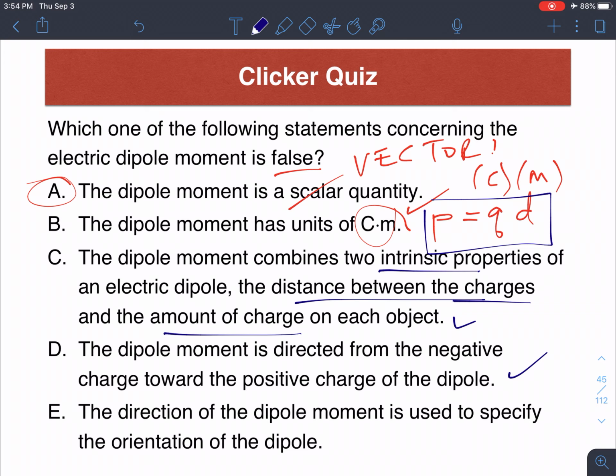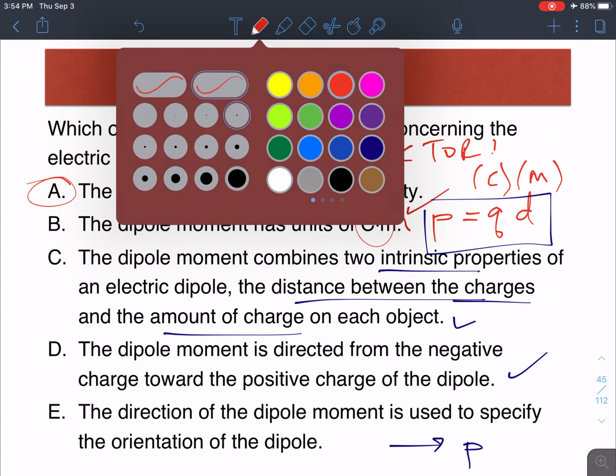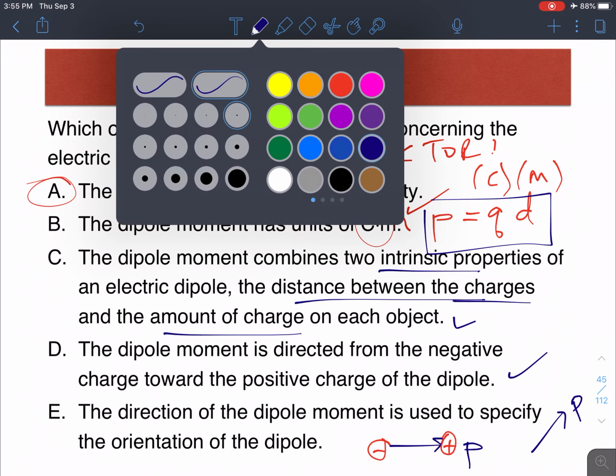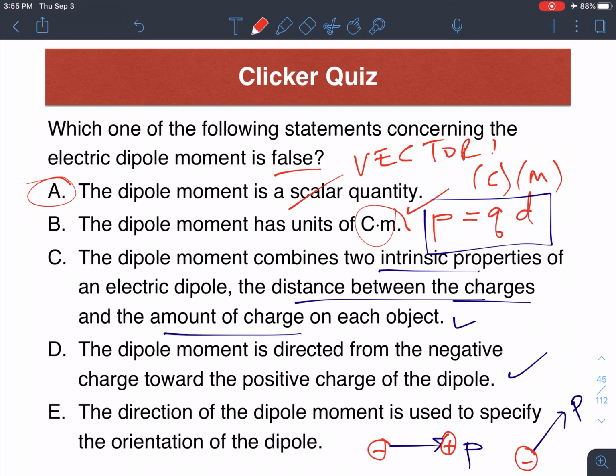And the direction of the dipole moment is used to specify the orientation of the dipole, and that's what we're going to do, especially when we talk about torque on a dipole. So they're going to say that this is the dipole moment direction, for example, and what this means is the charge distribution starts from negative and goes to the positive. Then I would know that this is the orientation of the dipole. If the dipole moment is this way, again, I know the charge distribution. There's negative here and positive there. So this is also a true statement.